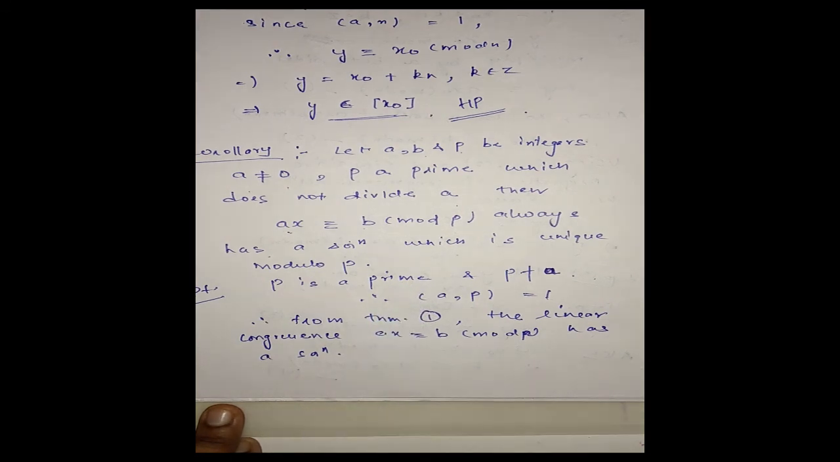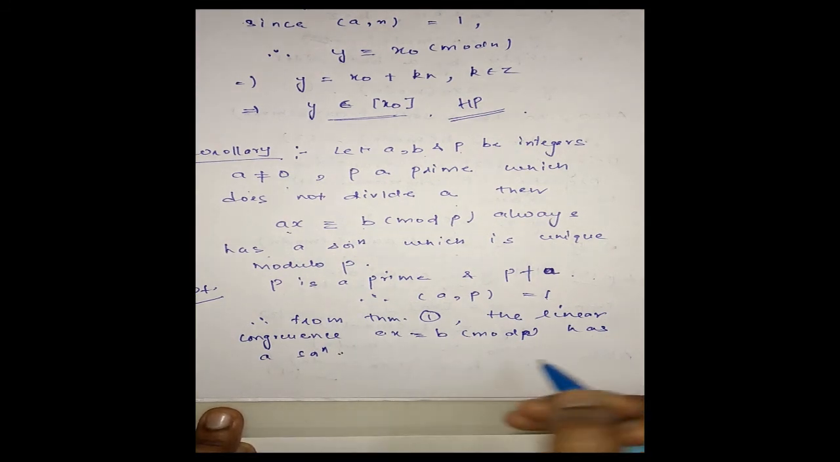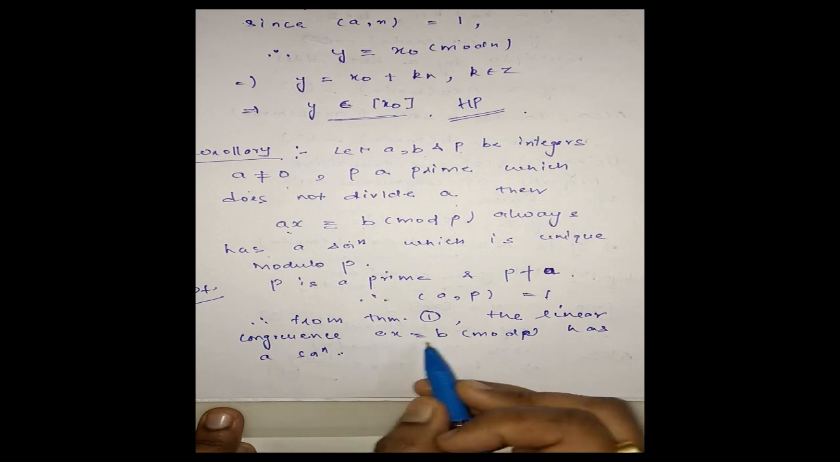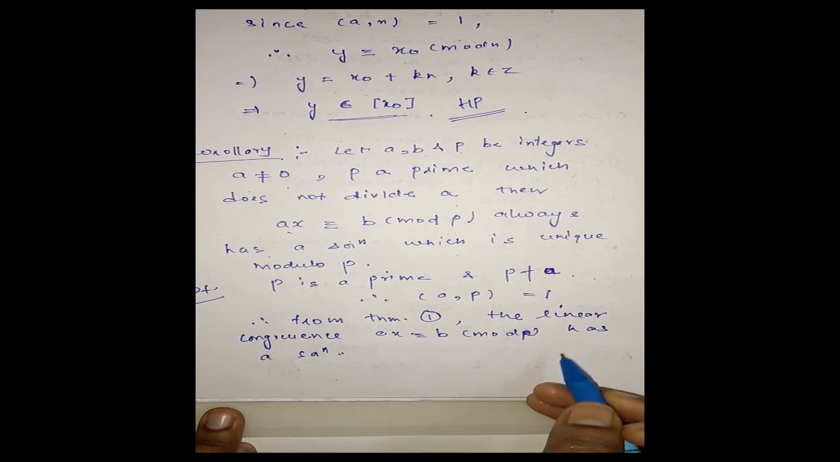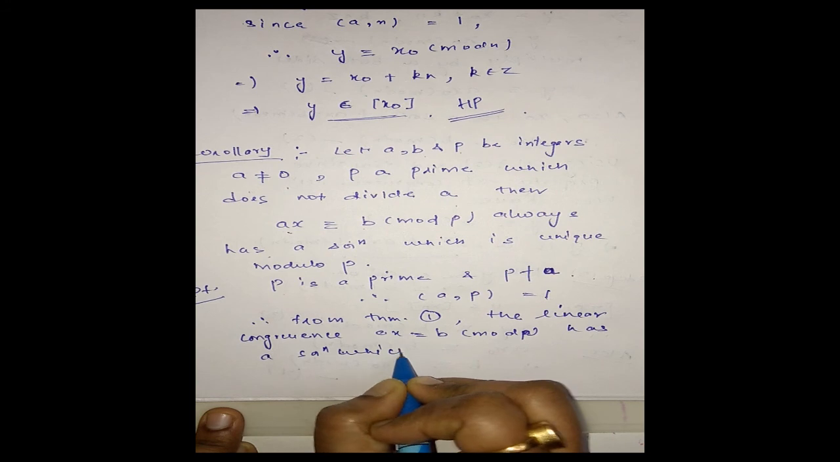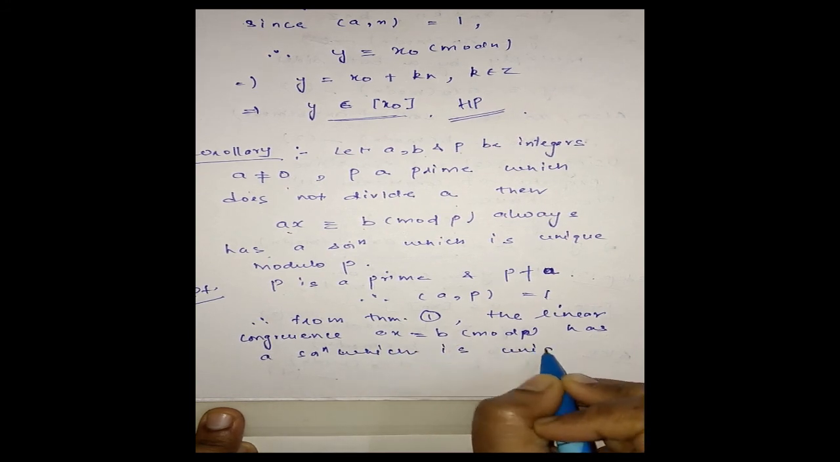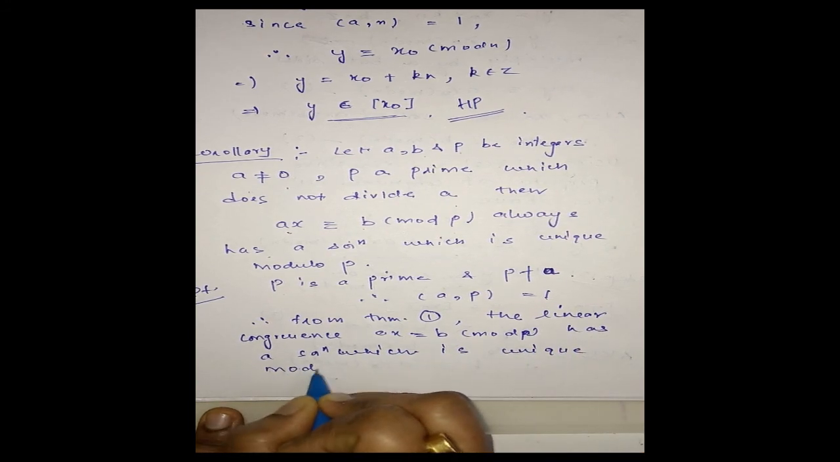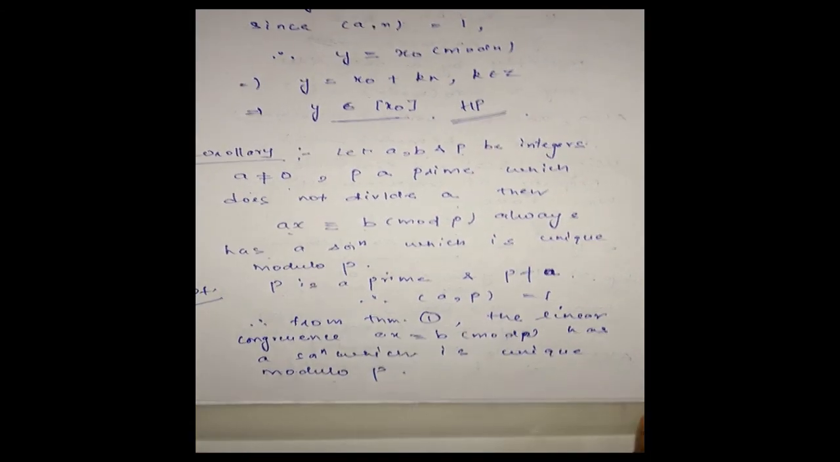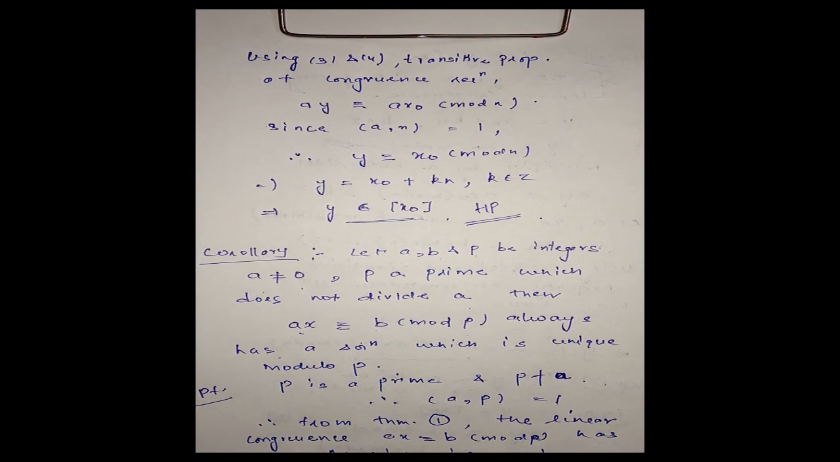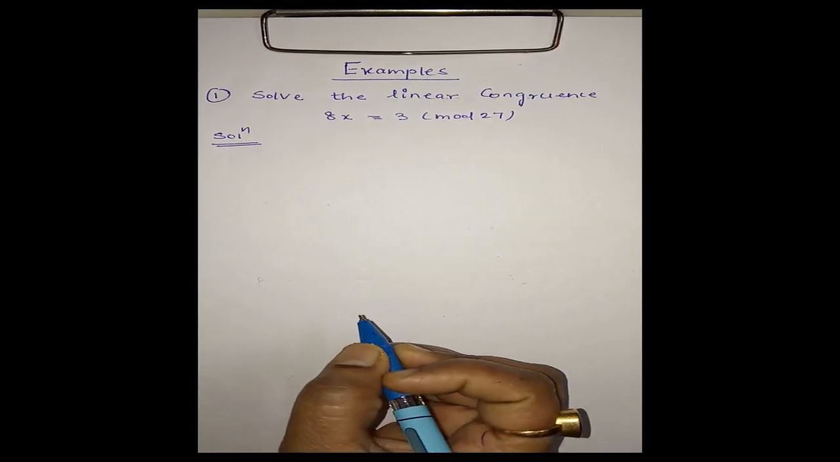Now, a solution which is unique modulo P means: if we have two solutions x1 and x2, then they are congruent modulo P. The result follows from the previous theorem. The linear congruence Ax congruent to B modulo P has a solution which is unique modulo P. Clear? Hence proved. Now we come to some problems.